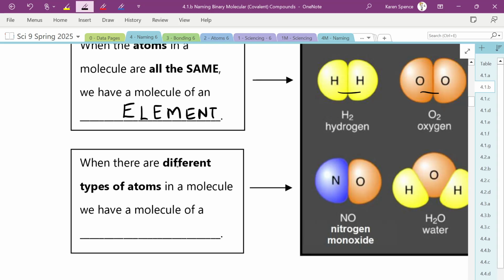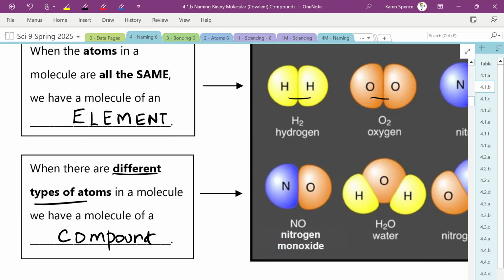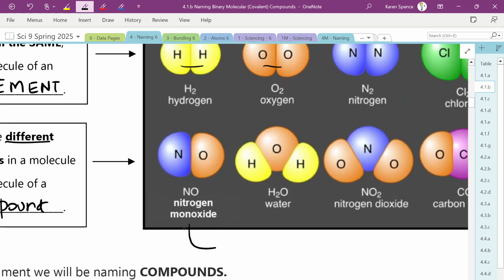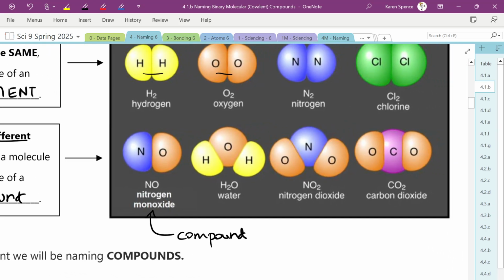But when we have different types of elements in a molecule, we don't have a molecule of an element, we have a molecule of a compound. So, nitrogen monoxide is a compound. Water is a compound. Nitrogen dioxide is a compound. Carbon dioxide is a compound.